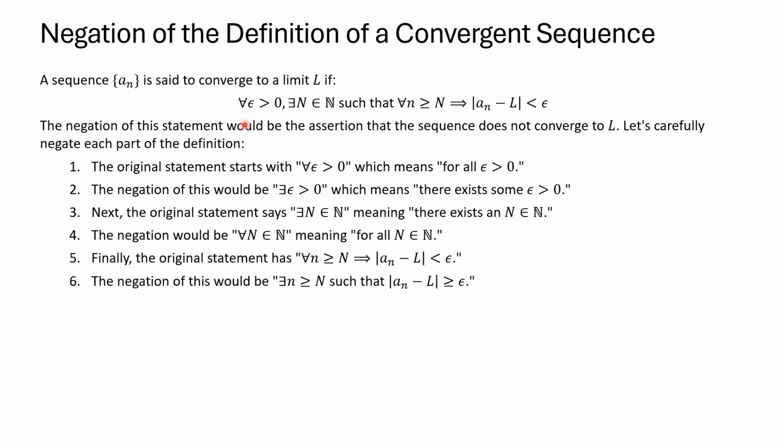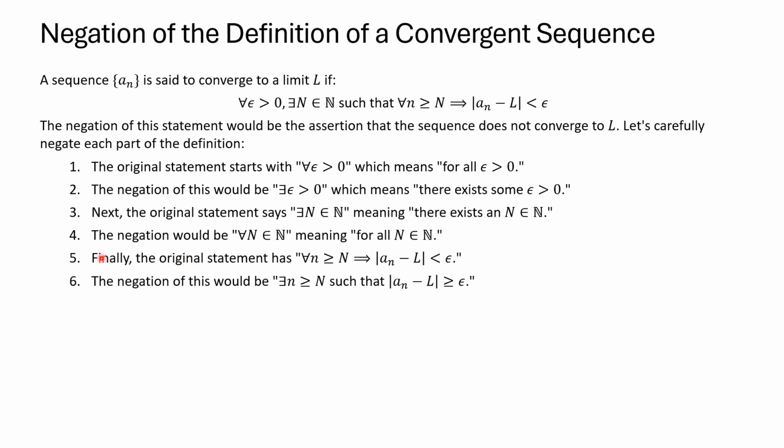So how do we negate this? Let's go step by step. For the first statement, for every epsilon greater than 0, the negation is there exists some epsilon greater than 0. So the negation of for every is just one exception. There exists one. And similarly, if there exists an n, an element of the natural numbers, the negation would be, instead of just one, for every n in the natural numbers.